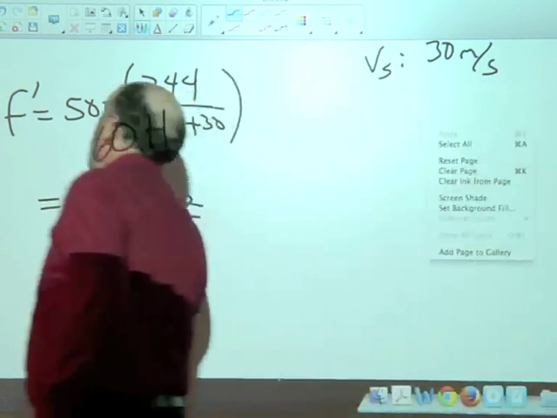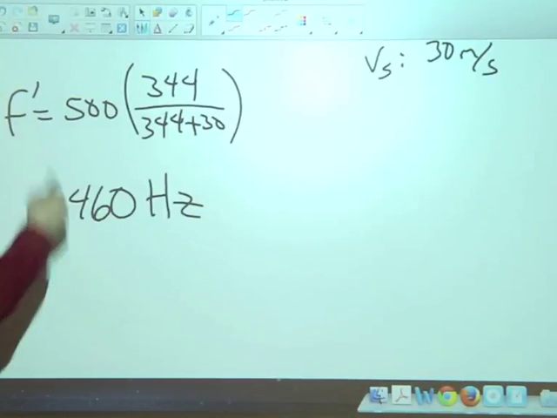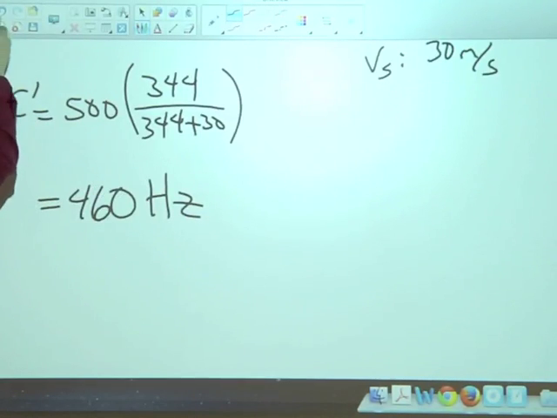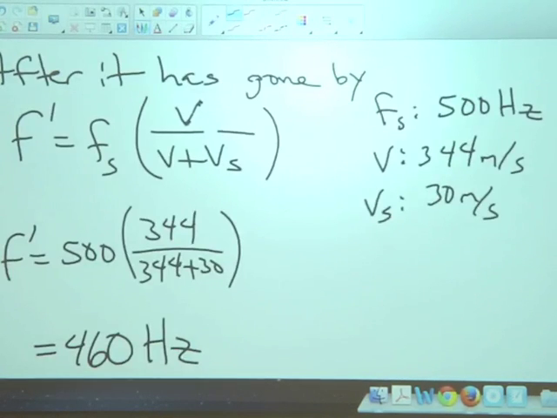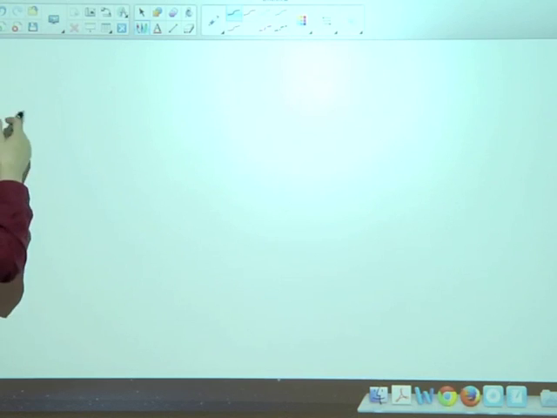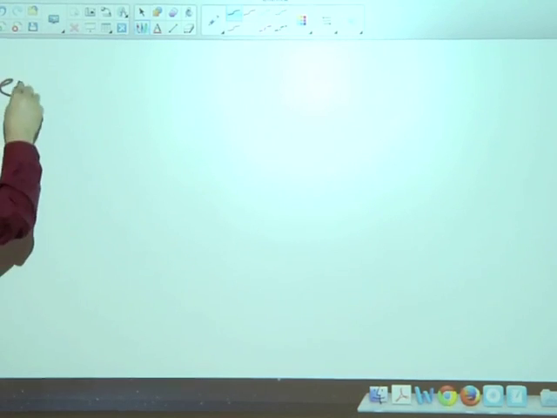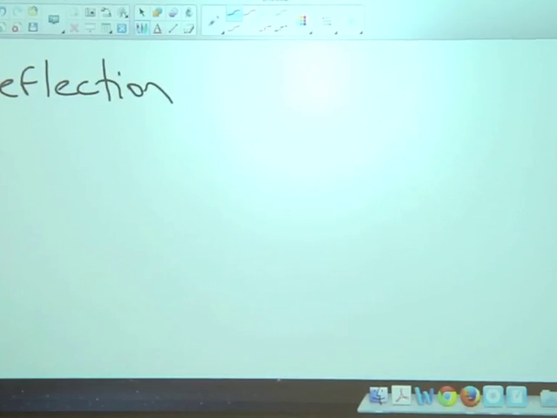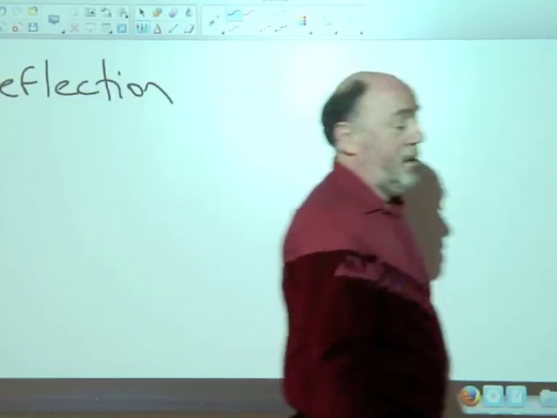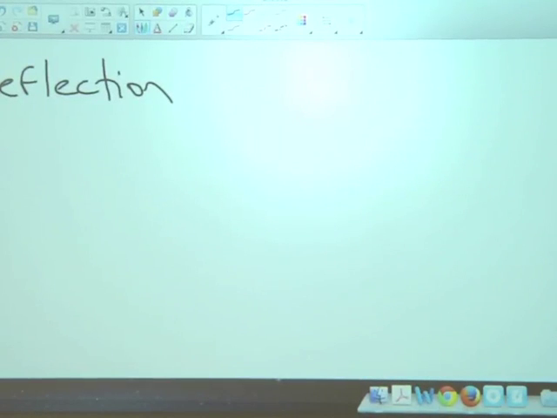All right. Other properties of waves. Reflection. Everybody probably made use of that property this morning at some point in time. Everybody probably looked in the mirror to make sure they weren't going to scare people when you went out in public.